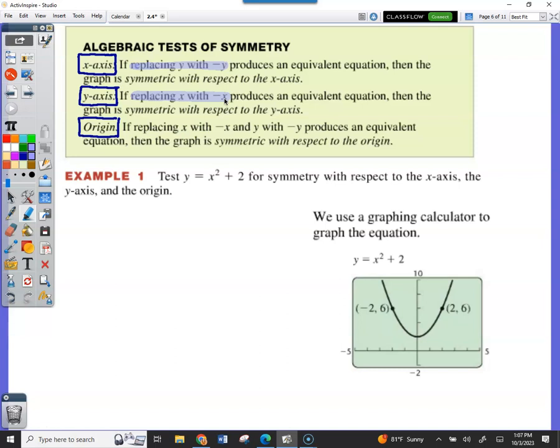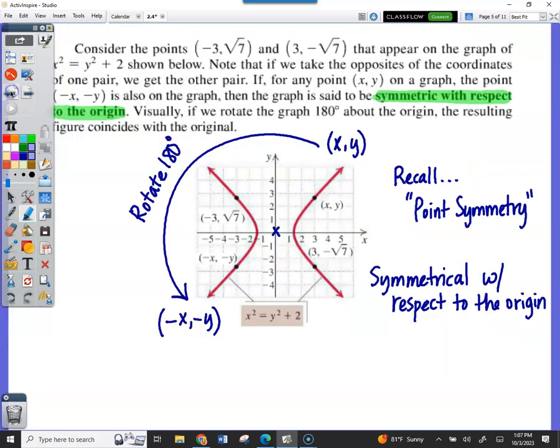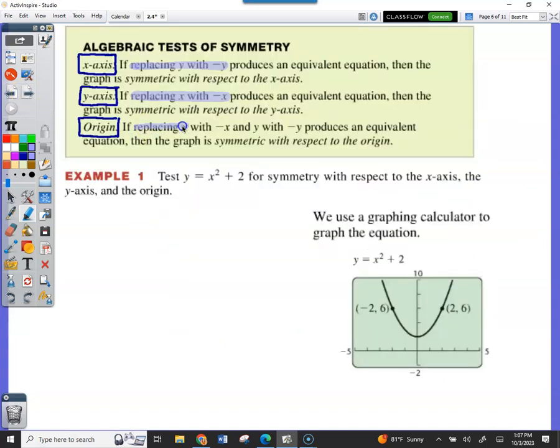If you're checking if it has symmetry with respect to the origin, go back to this. Notice what happened to both of them. They both change signs, right? So you're going to replace both x and y with negative x and negative y, and you're going to look to see, is it the same equation? If it is, it has symmetry to the origin. Okay, that's great and all.